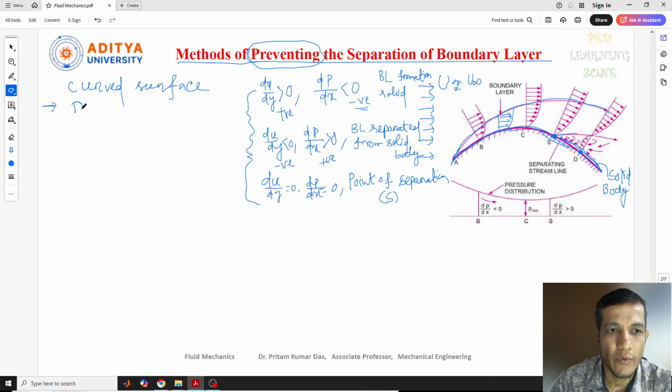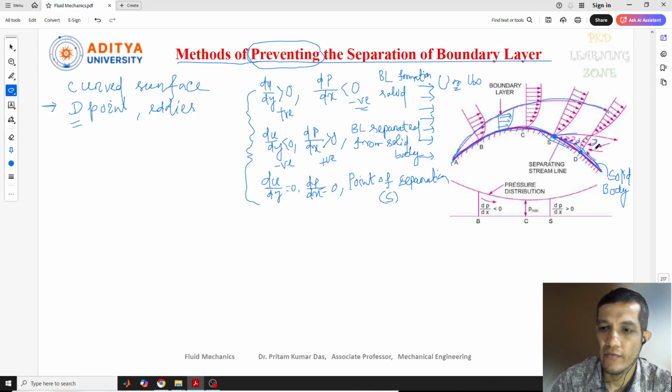At the D point, if you see, there is another velocity profile created, and here is the surface. Some eddy formations will arise here due to the disturbances in the flow, and due to this you can say there is separation of boundary layer.